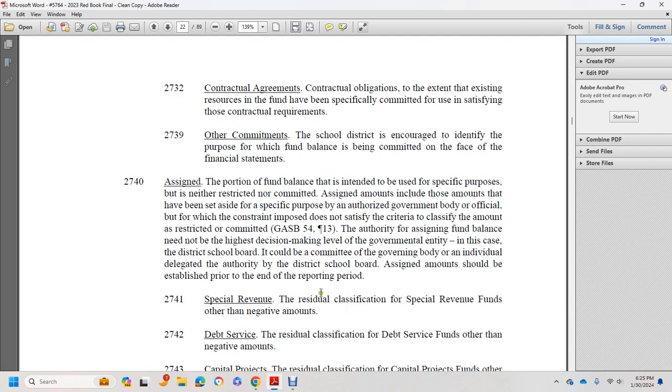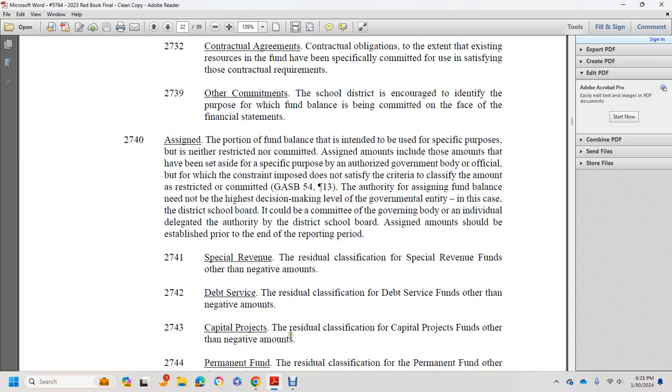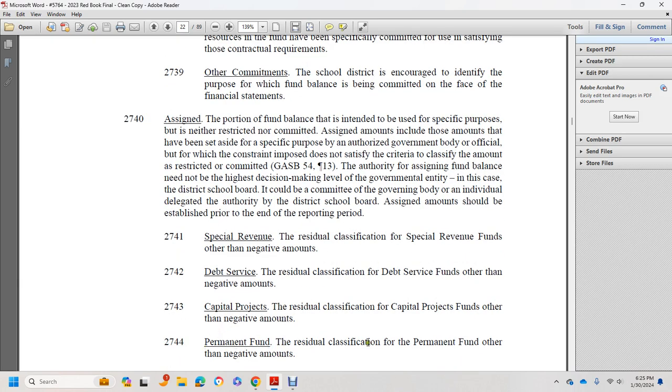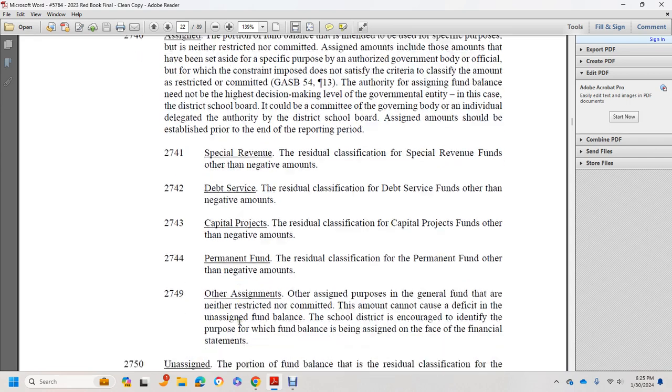27 to 41, special revenue, residual classification, special revenue fund, or other negative amounts. 27 to 42, debt service, the residual classification, debt service funds, or other than negative amounts. 27 to 43, capital project, the residual classification, capital project funds, or other negative amounts. 27 to 44, permanent fund, the residual classification, permanent fund, or other negative amounts.